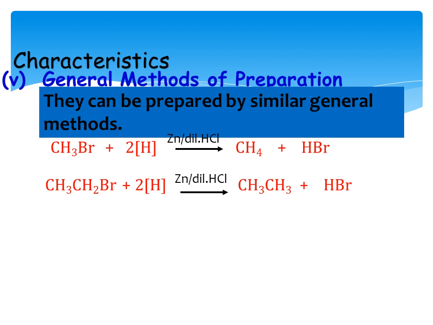So, in homologous series, we discussed 5 different points: chemical properties, physical properties, methods of preparation, how successive members differ by CH2 groups, and that they share general formulas. I hope this is very helpful for you.